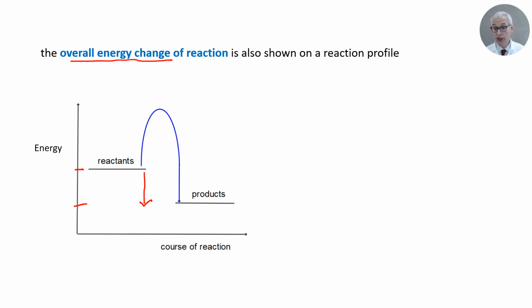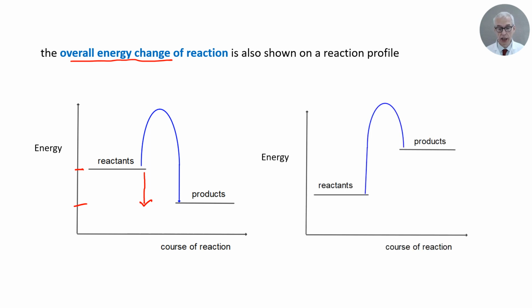Pause and produce a similar diagram, or profile, for an endothermic change. Okay, so to reveal the endothermic change, products have more energy than reactants. Where is the overall energy change? Well, the overall energy increases, so we have an upwardly pointing arrow.